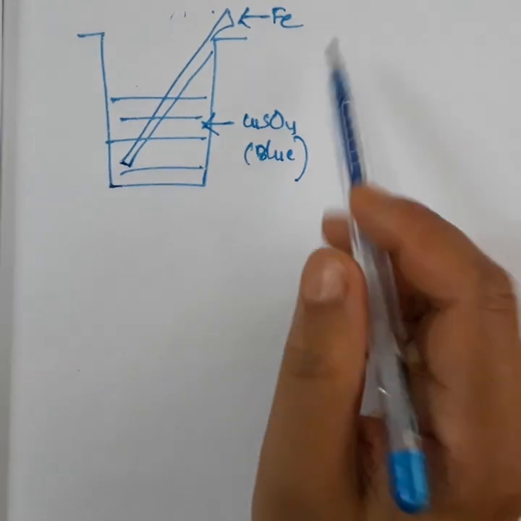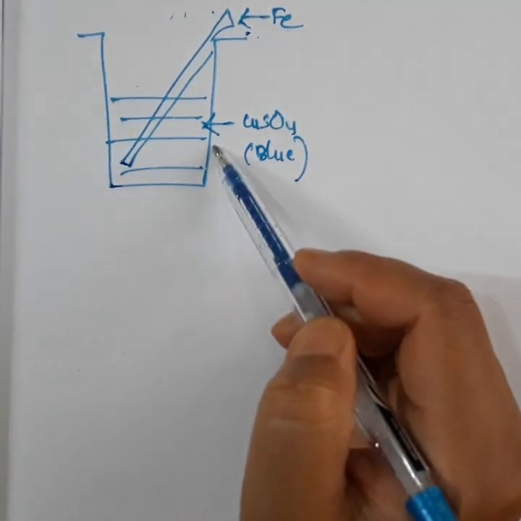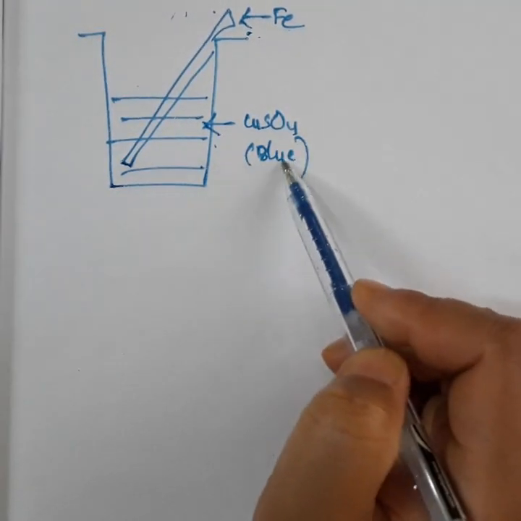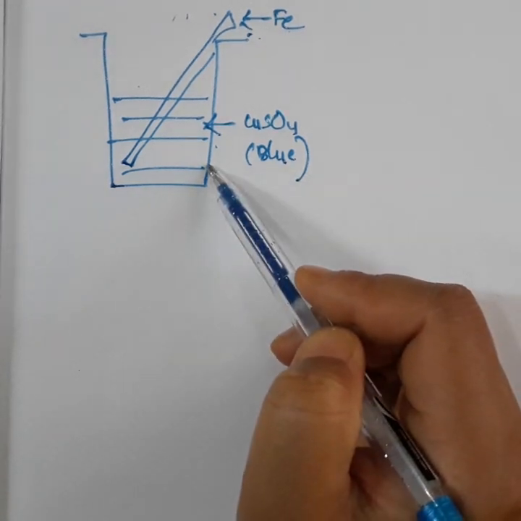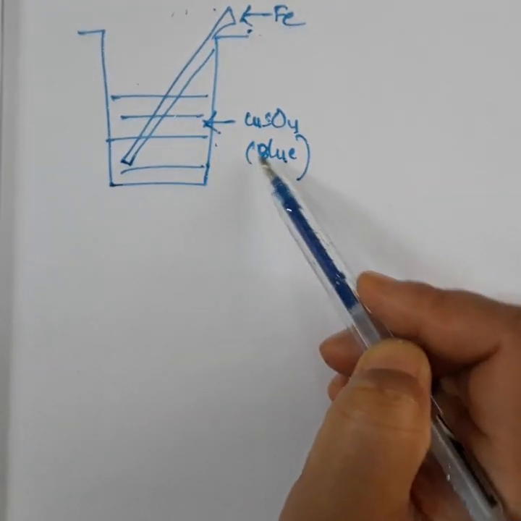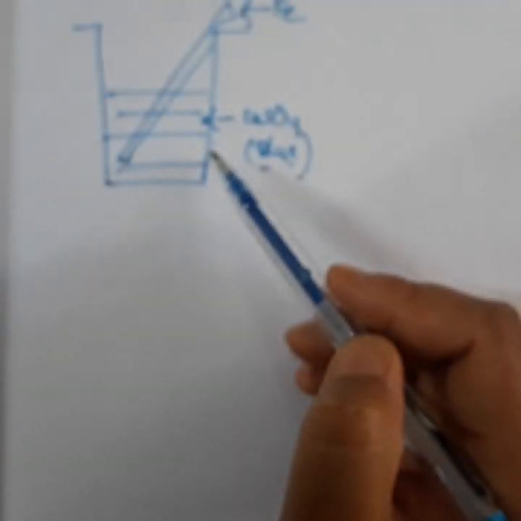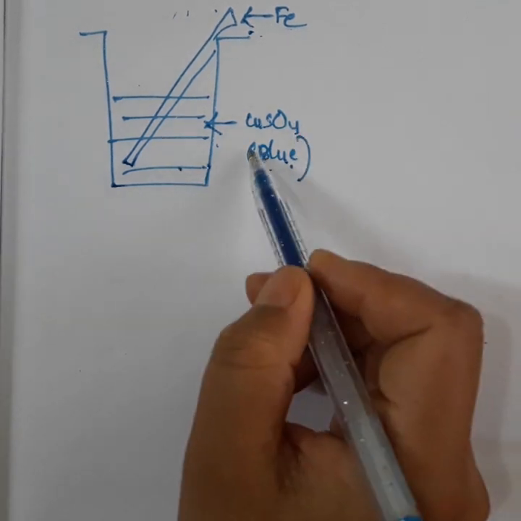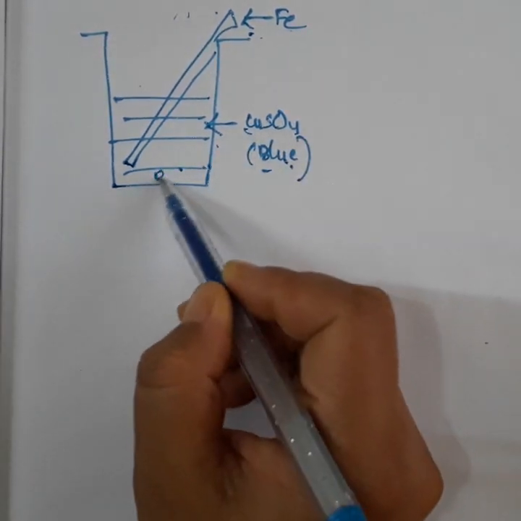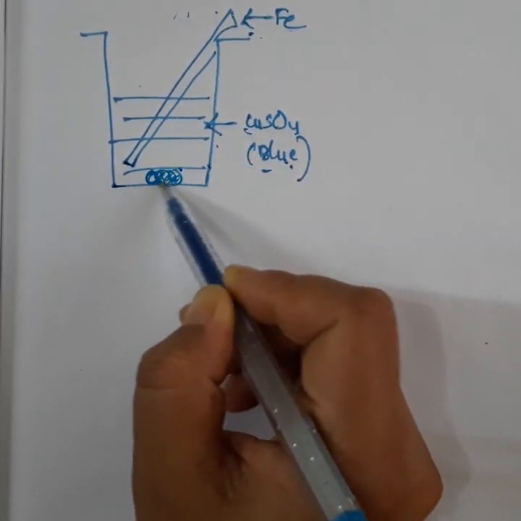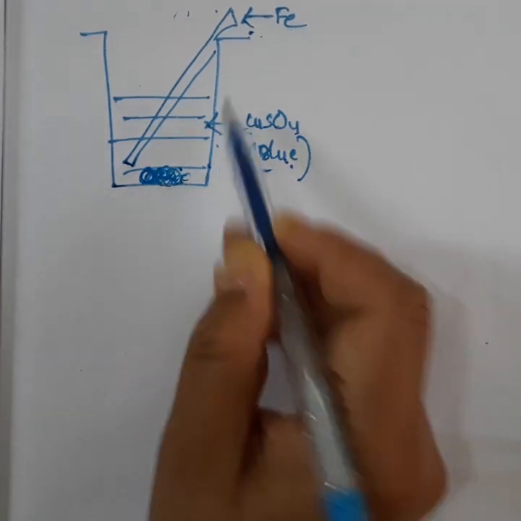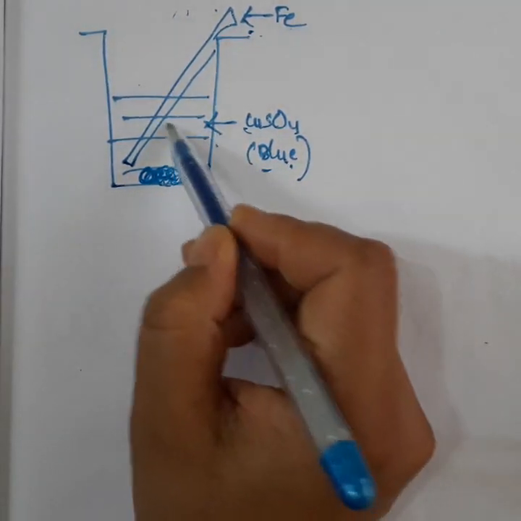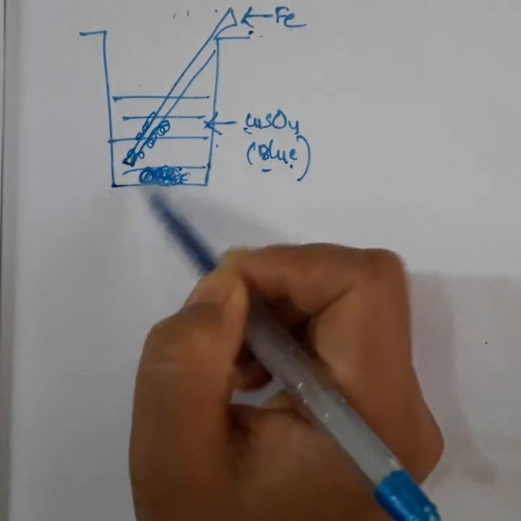So you know that when an iron nail is dipped into copper sulfate solution, which is blue in color, what will happen? The blue color of the solution will disappear and the solution will turn into pale green color. At the same time, you will observe a reddish brown color on the surface of your iron nail.